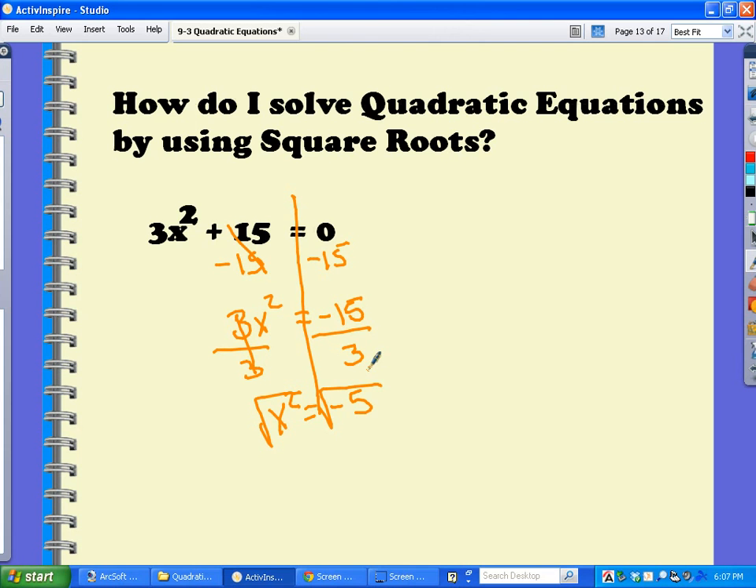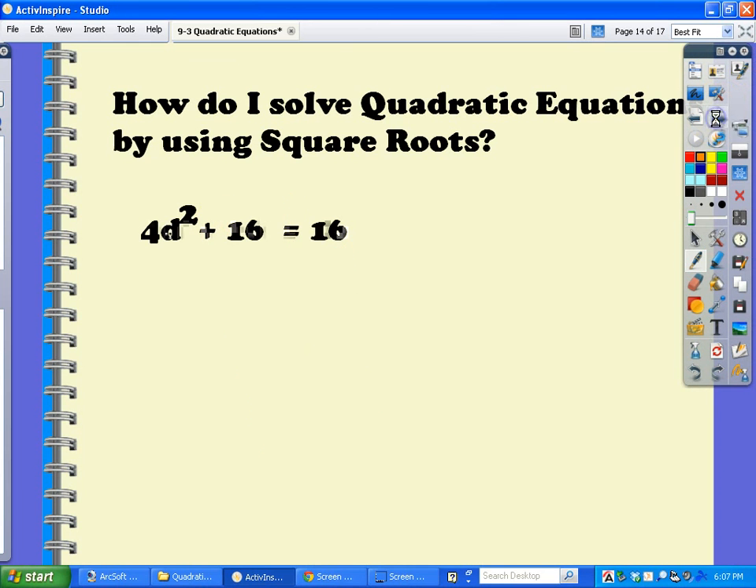Oh, wait a minute. It doesn't work, does it? So you come up with, you can't take the square root of a negative. So in this case, you have no solution. Again, I was working the square root way, but if you look, you have a y-intercept of positive 15. So you know from the start, no solution here.